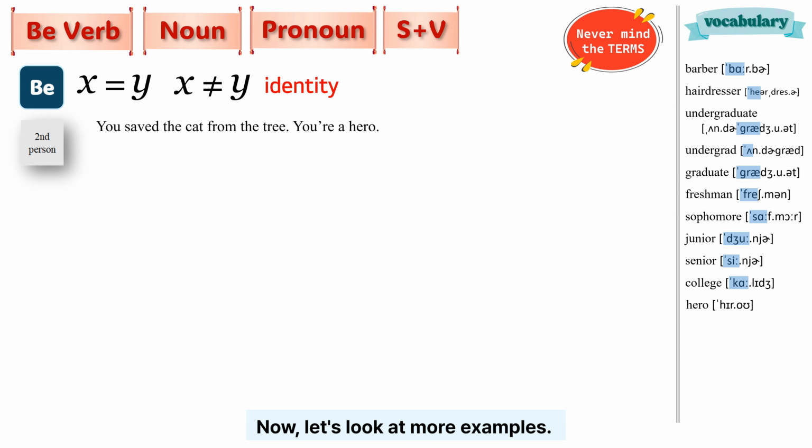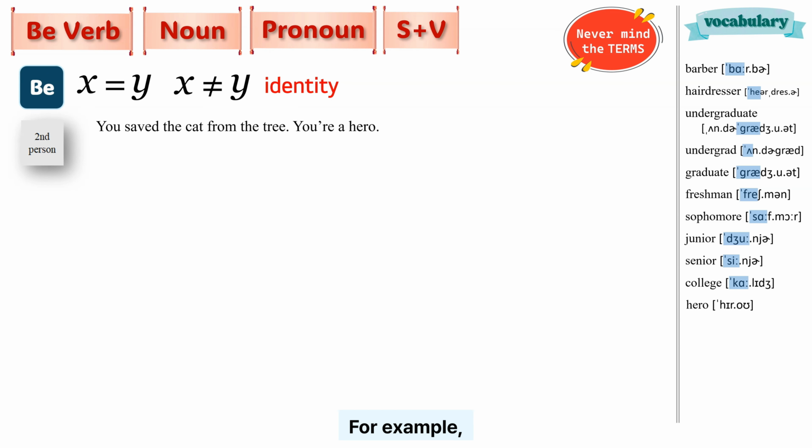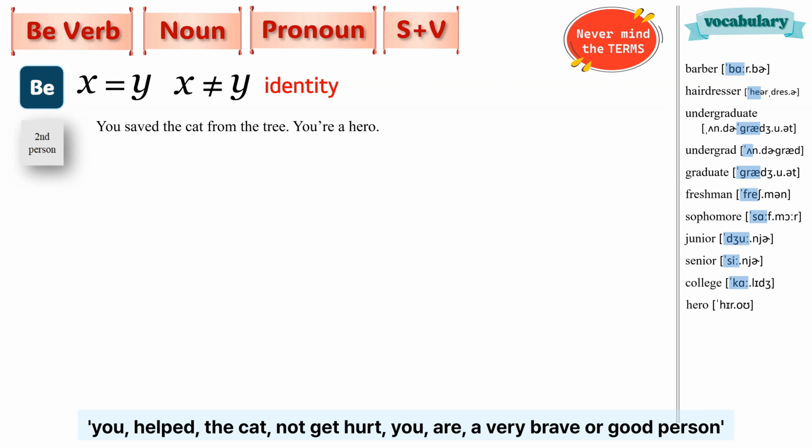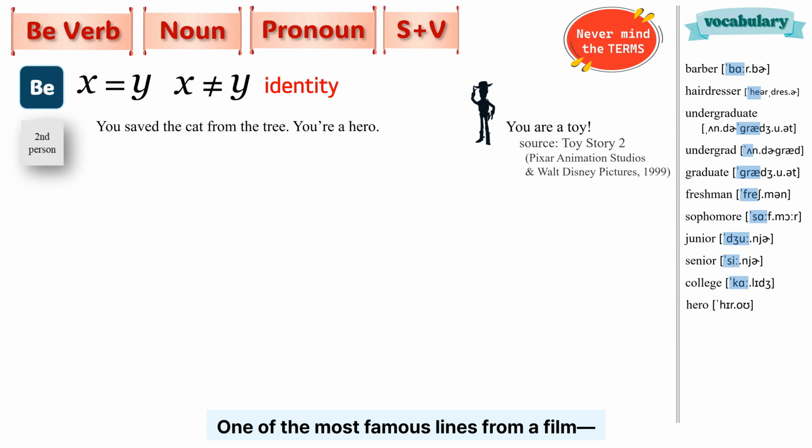Now, let's look at more examples. English always needs a subject in a sentence. Depending on your native language, the word order and how you understand information can feel strange sometimes. For example, you help the cat not get hurt. You are a very brave or good person. This sentence is not difficult, right? One of the most famous lines from a film?